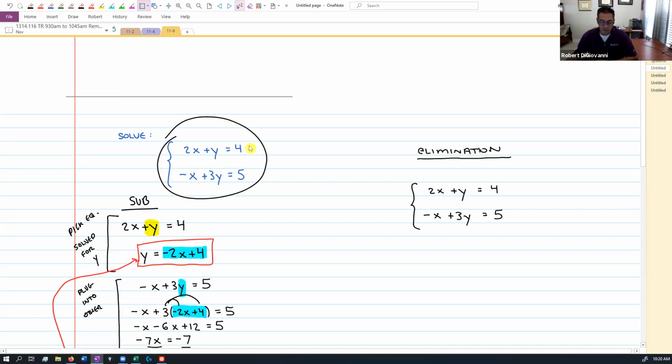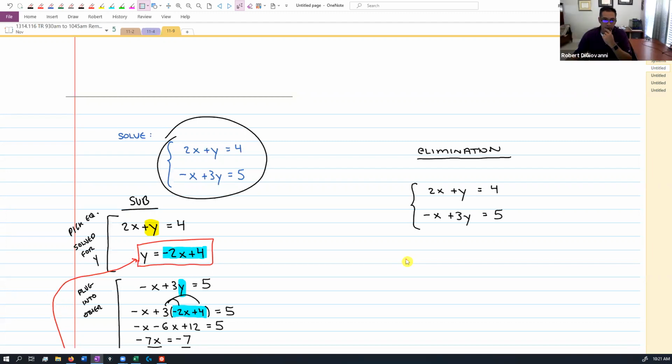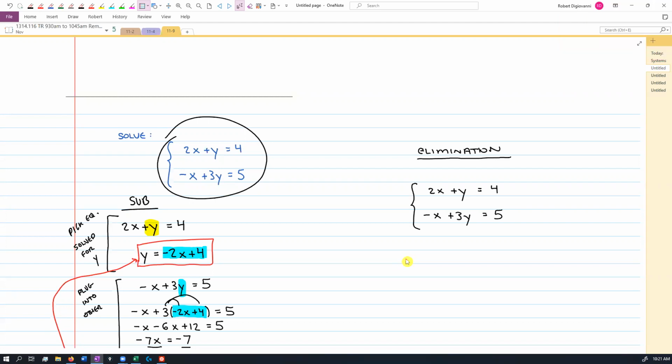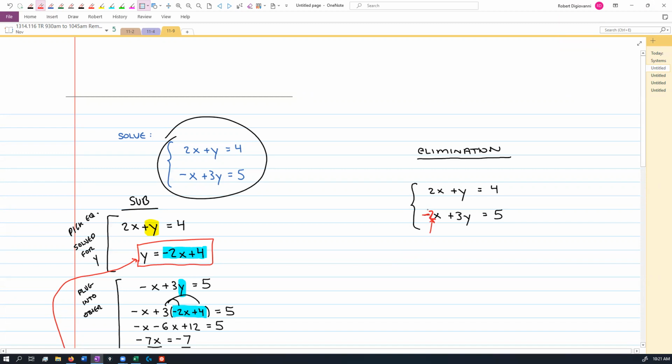All right, so I'm going to start looking at my x's. Can I make these x's go away if I add down? Right now, if I add, I get 2x, take away x, that leaves me with 1x. I'd like the x's to go away. Is there an easy way to make these x's go away by multiplying by something? You use negative 2, right? What we'd like to have here is negative 2, because then they would go away.